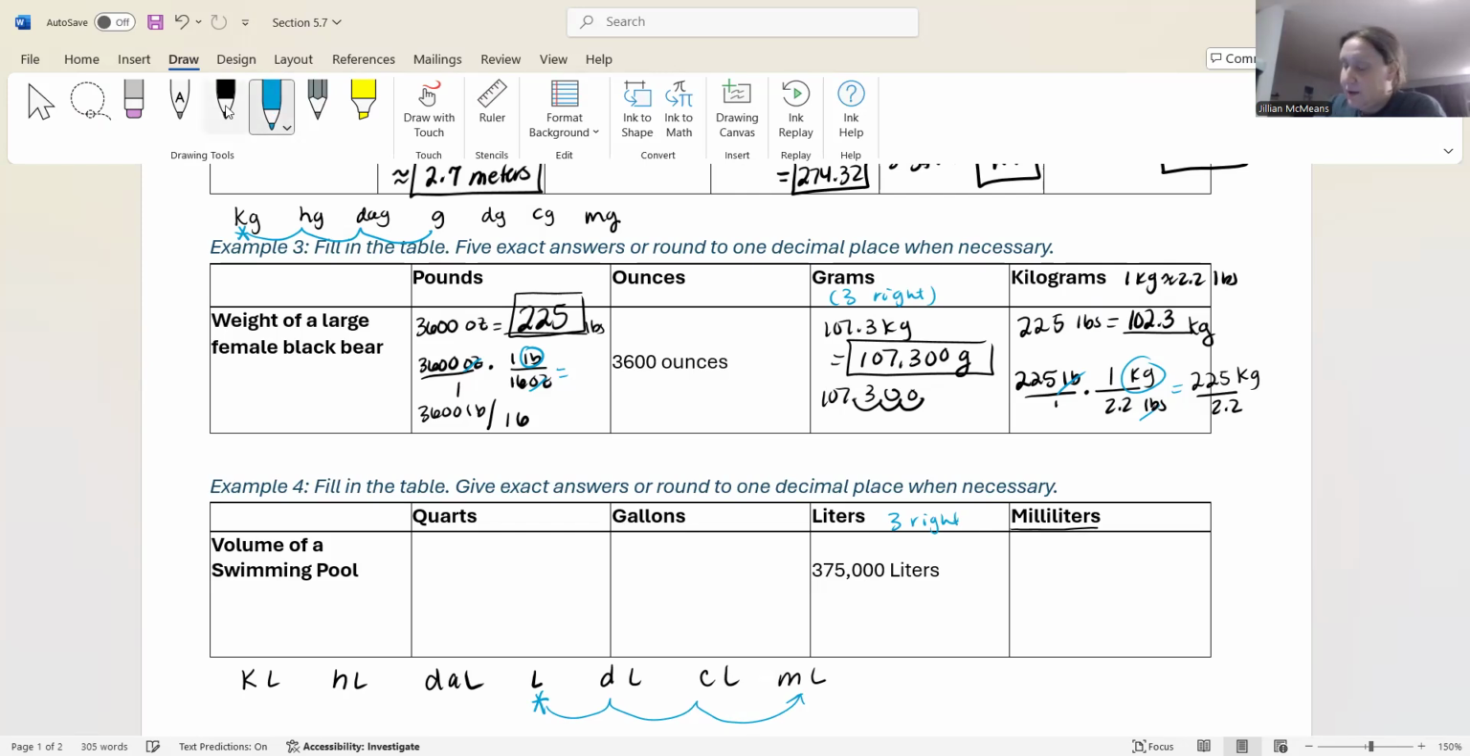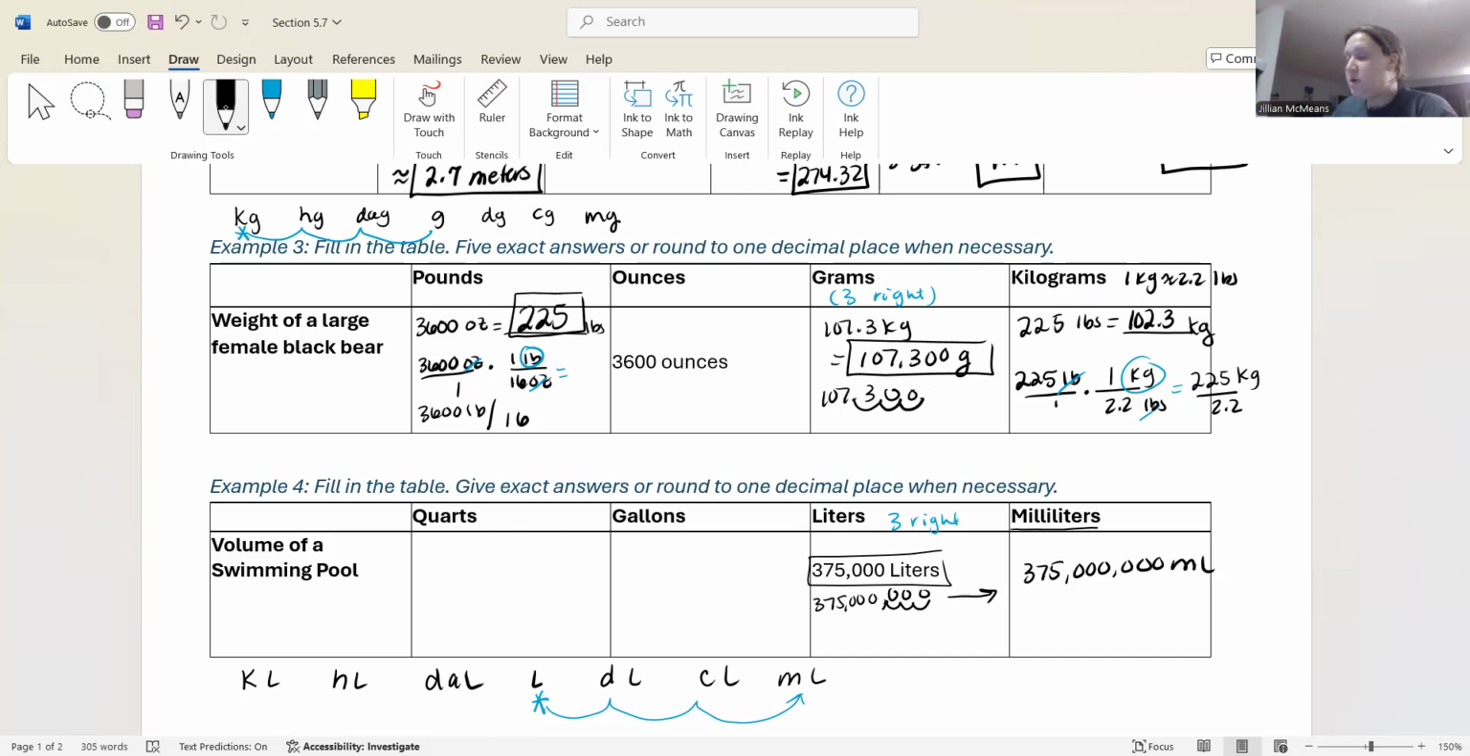Well, if I have 375,000, my decimal would technically be at the end, and I would need to move it 1, 2, 3 times, fill in a 0 for each of those, and that tells me that we have 375 million milliliters in a pool that has a capacity of 375,000 liters. Okay, so it's a lot of milliliters, y'all.